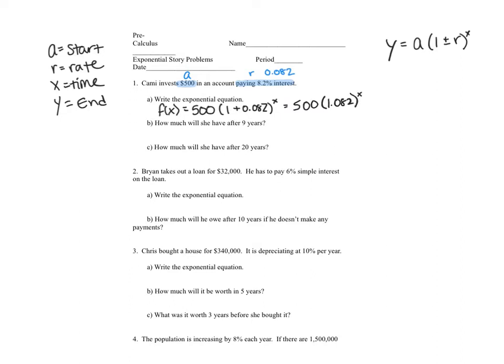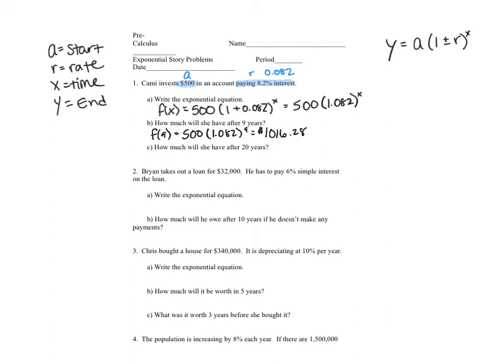That's okay as well. So next question is, how much will she have after 9 years? So we're plugging in 9 for our x value. So f of 9 is going to be 500 times 1.082 to the 9, and that's going to get us 1016.28. Now it actually gives us a much longer decimal than this, but because we're dealing with money, you're always going to round to the second decimal place every time.